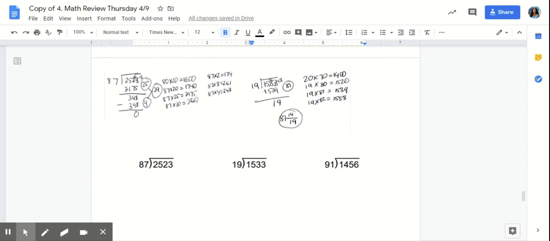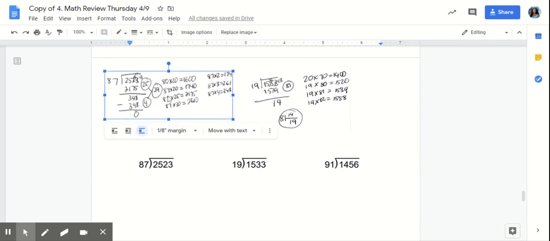For the next part of math review, we're going to be dividing two-digit whole numbers from four-digit whole numbers. So we have 2,523 divided by 87. Now I showed my work here.